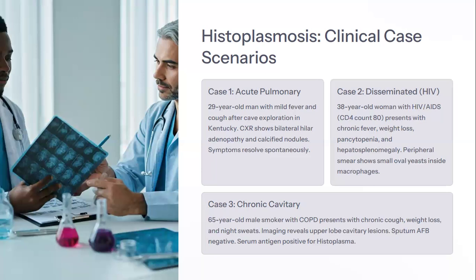What is case 3? Chronic cavitary disease. A 65-year-old man, smoker with COPD, presents with cough, weight loss, and night sweats. Imaging reveals upper lobe cavity lesions. Sputum AFB negative. Now, if we ignore this line, we might think of TB because the symptoms are very much like the presentation of TB. But this line, sputum AFB negative, rules out TB. And serum antigen is positive for histoplasma. So this is how in chronic pulmonary diseases, there is a chance of histoplasma if there are risk factors present. Is it clear?